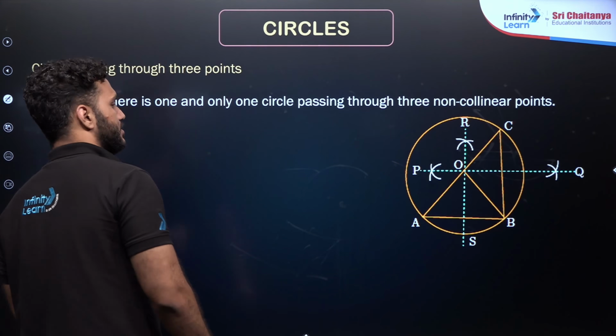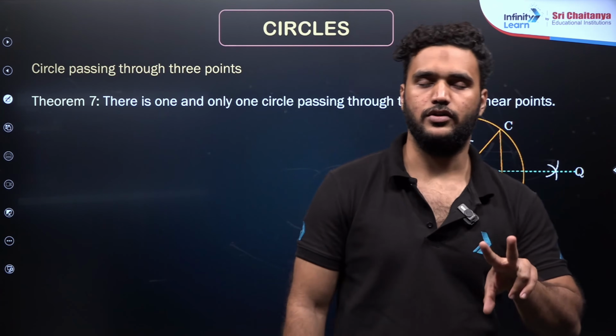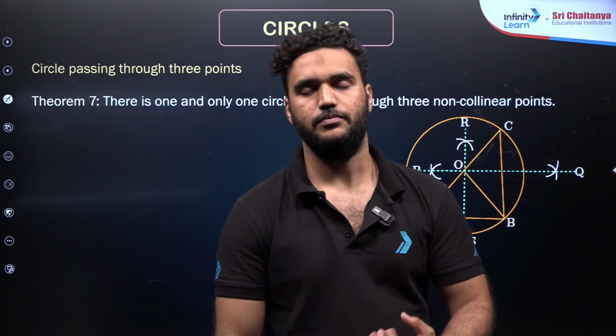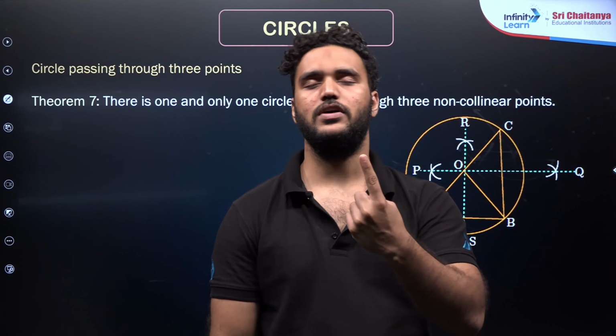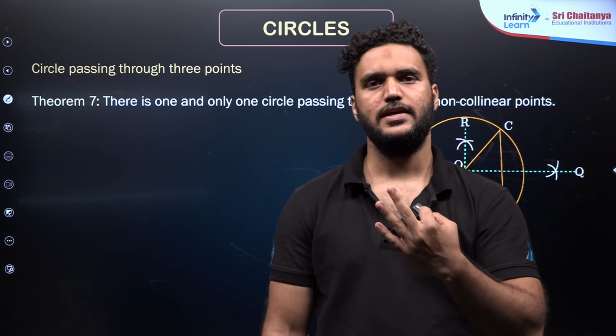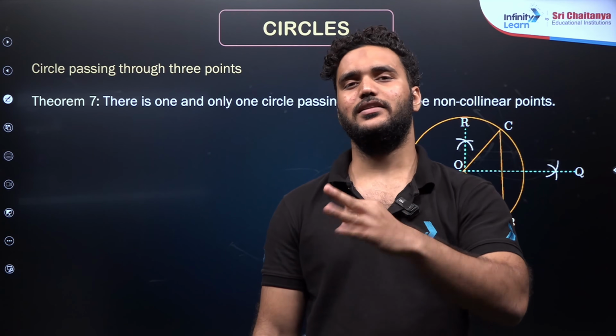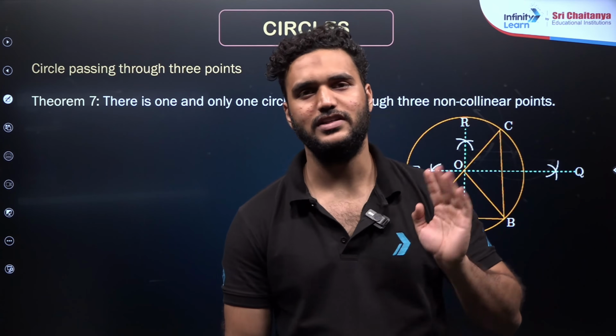But what about 2 points? For 2 points also it applies: if there are 2 points, you can make more than one circle. But if there are 3 points, you cannot make more than one circle. Only one circle will pass through those 3 points, and except that circle, there will be no circle which has this property of passing through all these 3 points.